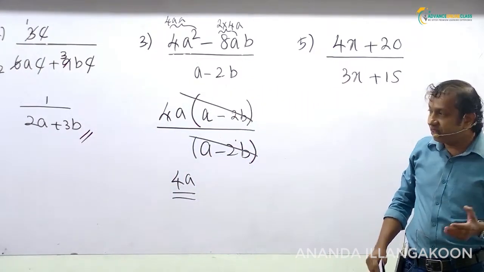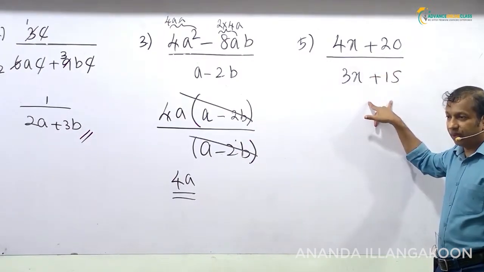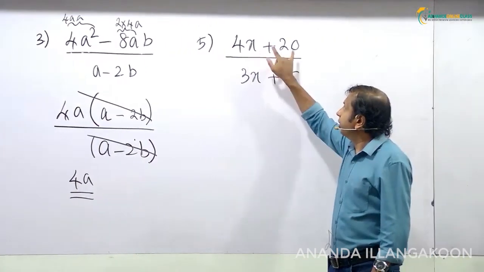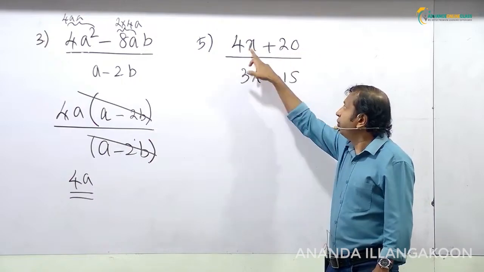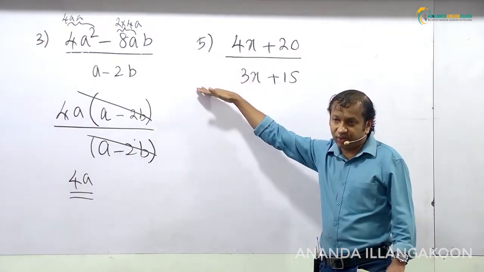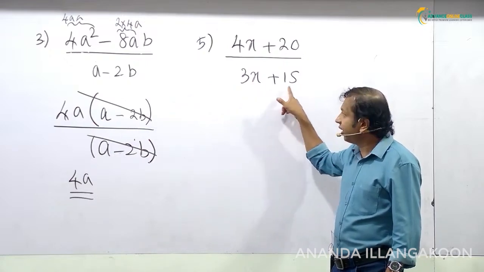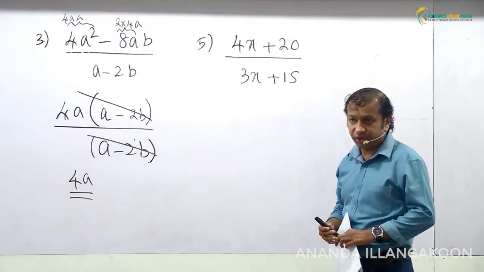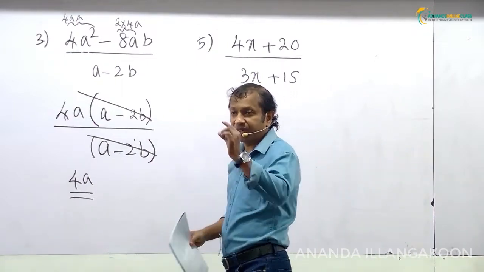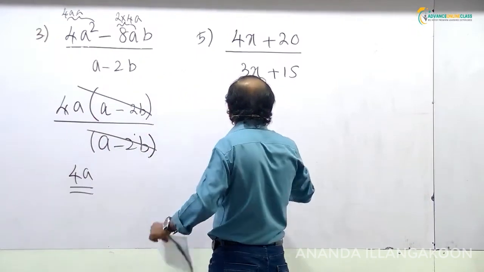Factorization. This time, factorize the numerator, factorize the denominator. In factorizing the numerator, this 20 you can write how, people? 4 into 5. That 4, this 4 common, take that out. Here, 15 you can write 3 into 5. That 3 and this 3 common, take that out. And see, you can cut down something. Okay? This time you have to factorize both numerator and denominator. Understand? Alright.